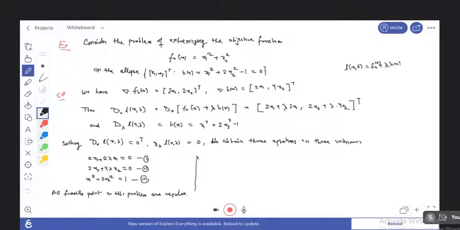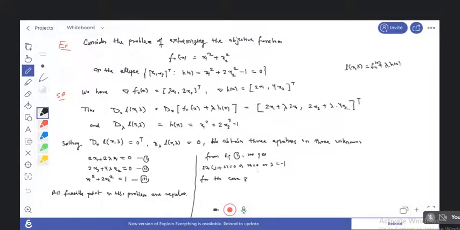So here, we are using the first equation. If we write this equation, it says that if you take 2x1 common, we get 1 plus lambda equals 0. This implies x1 is 0 or lambda equals minus 1. So there are two cases.